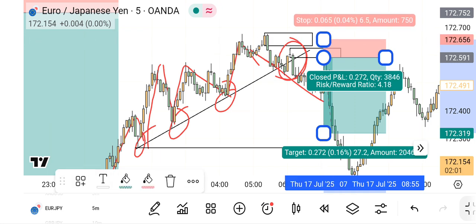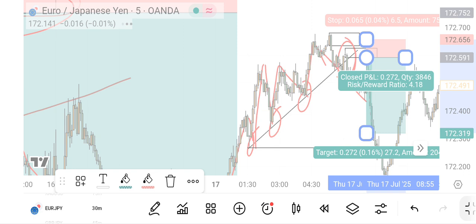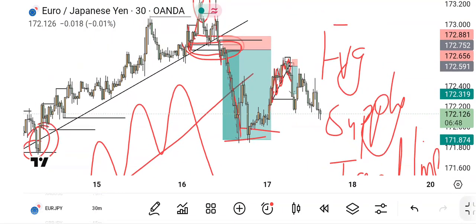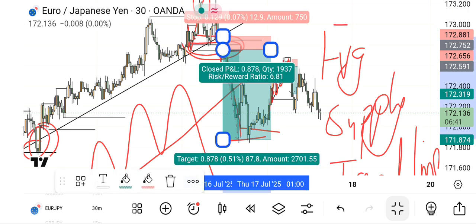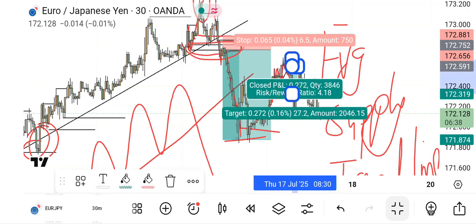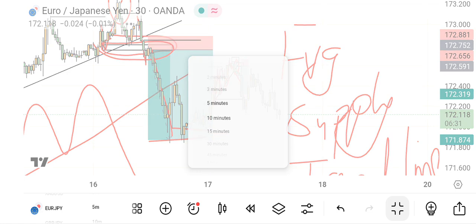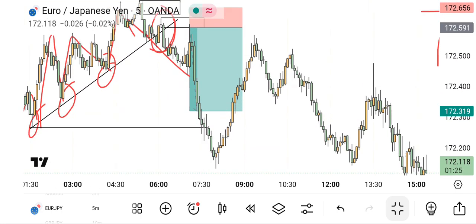So this gave me 4 risk reward. The first one was on a 30 minutes time frame that gave me 1 to 7 risk reward, which is this one. And the second trade was 4 risk reward, which is this. So that's how I got my 2 entries on the EURJPY, the 7 risk reward and the 4 risk reward.